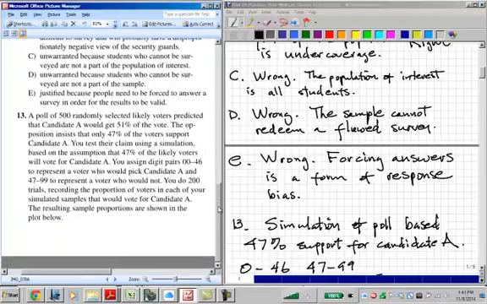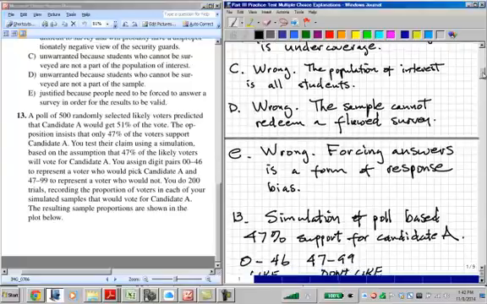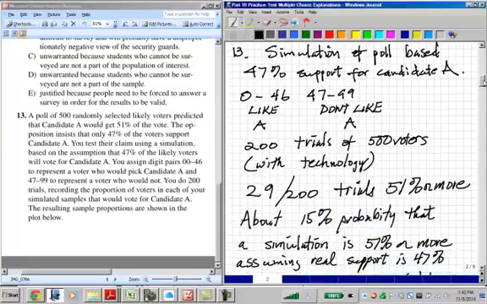A poll of 500 randomly selected likely voters. Now, there's a problem with this question, which didn't become clear to me until I went over this in much more detail in answering it myself. So let's lay it out. Simulation of a poll based on the belief that there is 47% support for candidate A. This is for the opposition, who believes only 47% like him. So you're going to run a bunch of simulations and see if it's believable that actually 51% support candidate A.